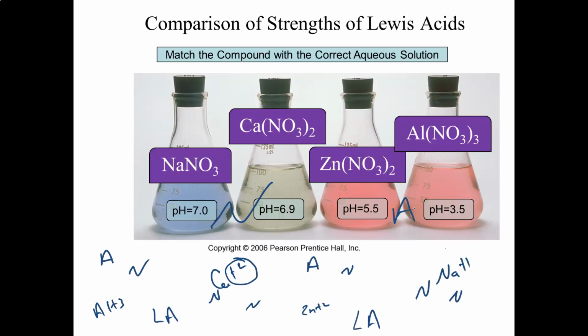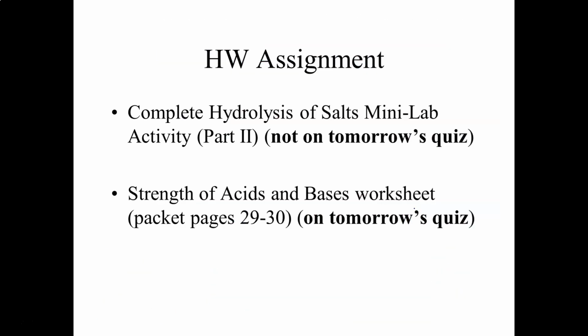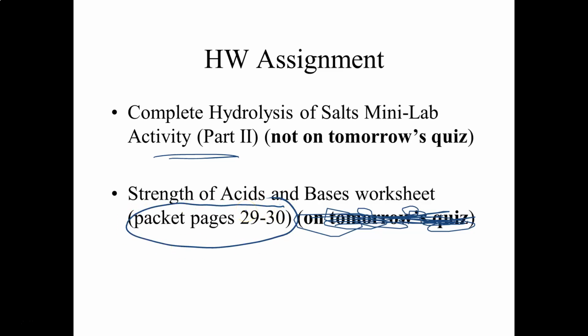All right, so what you can do now is you can ignore this right here for the quiz. The quiz is scheduled for whenever. You'll eventually see when it's scheduled for if it's not announced already. But you could complete part 2 of the Hydrolysis of Salts mini lab. You can work on that for homework. You might do some of that in class as well. And obviously pages 29 and 30, the strength of acid-base worksheet. I think that should be done already. Okay. So anyway, it takes care of the hydrolysis of salts lesson here, and we'll talk about it more in class if you have any questions. Thanks, guys.